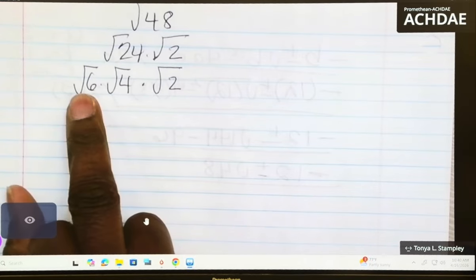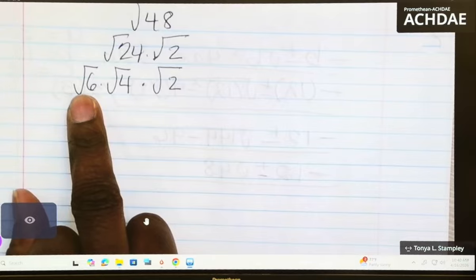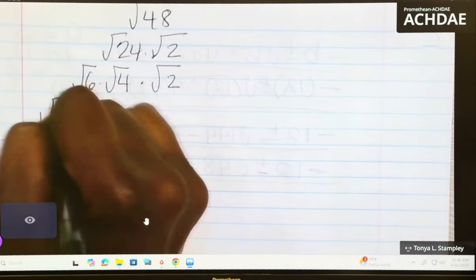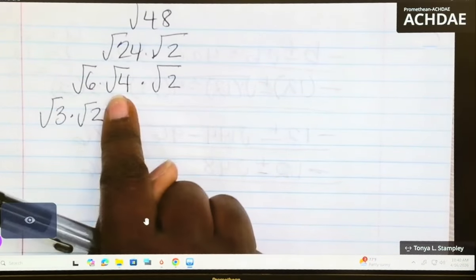Now let's think about this 6. I could break this 6 down to a radical 3 and a radical 2, couldn't I? So let's do that. Radical 3 times radical 2. What am I going to do for radical 4?